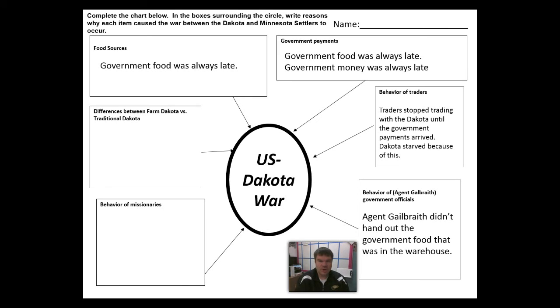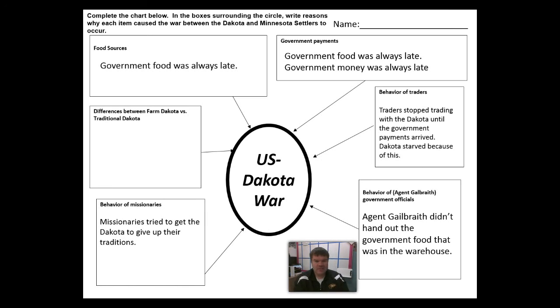And so the Dakota watch all of this food come in on wagons and go into this warehouse, and they know that food is theirs, but they can't have it because the government agent refuses to give them that food, for no really good reason other than it was inconvenient for him to do so. And so the Dakota also become very angry about this, and it leads to the Dakota War.